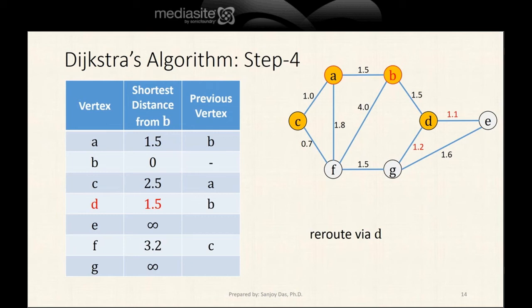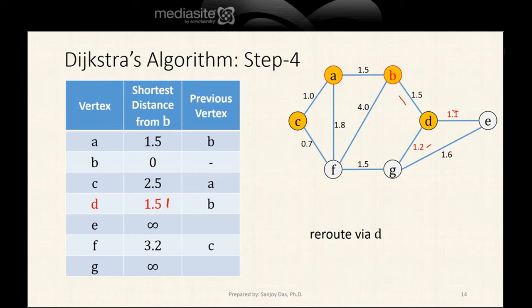In step 4, 1.1 and 1.2, these are the only edges that go to E and G, and I don't worry about this 1.5 here. I don't color it red because it's connecting me to a marked visited vertex. So now here, in order to go to any other vertex through D, I have to use up this 1.5 here.